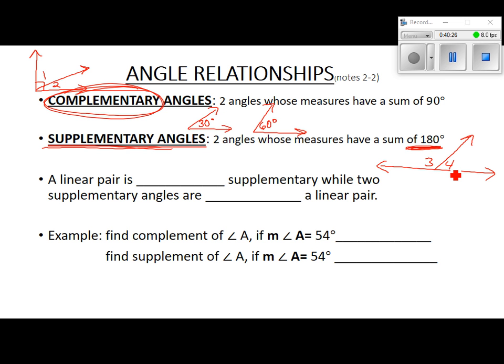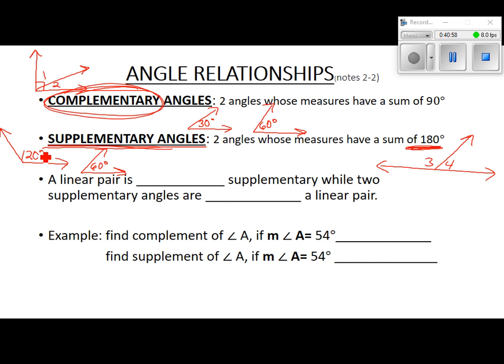Now, do they always have to look this way? Do they always have to be adjacent to each other? No, you could have an angle that looks like this. If I tell you this angle is 120, and then this angle is 60, what do those two angles add up to equal? 180. So what kind of angles are they to each other? Supplementary.